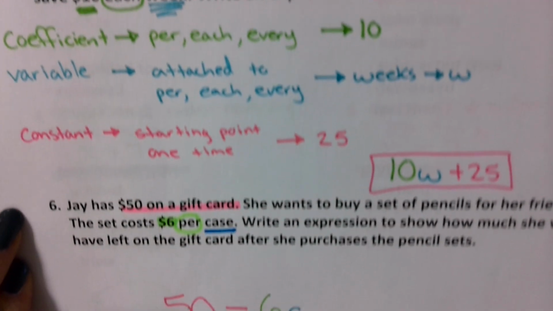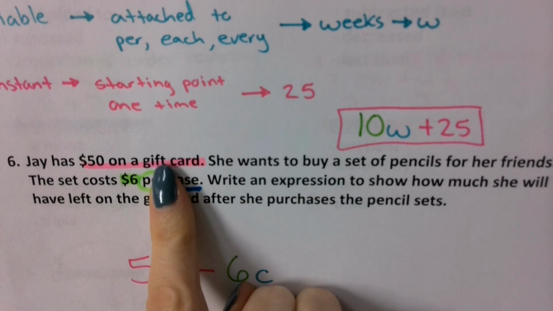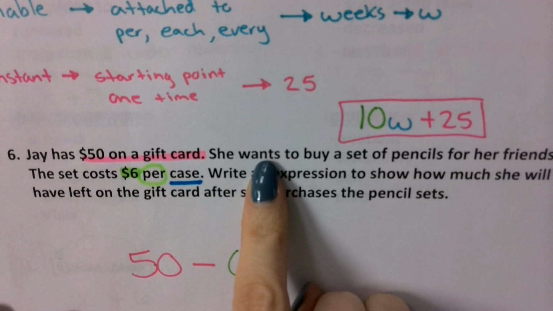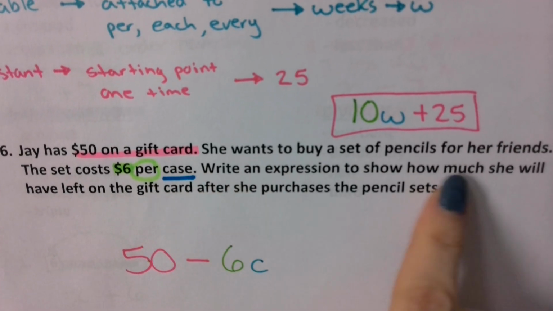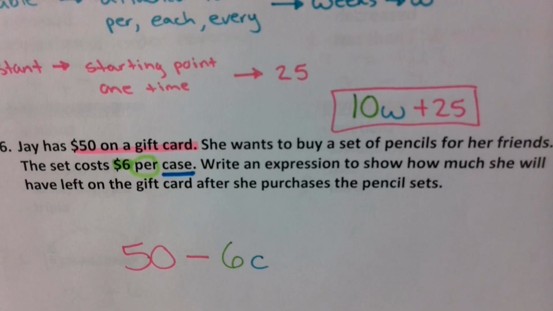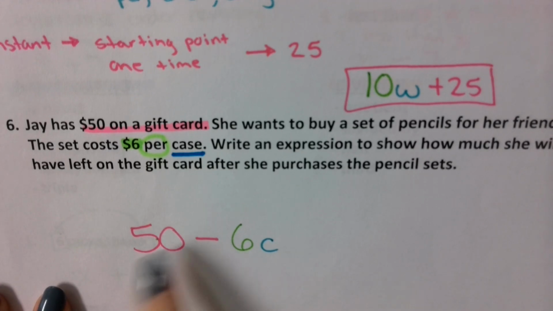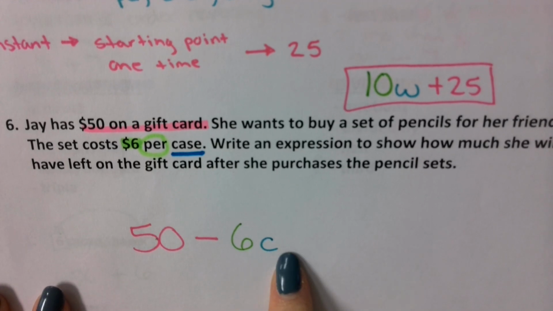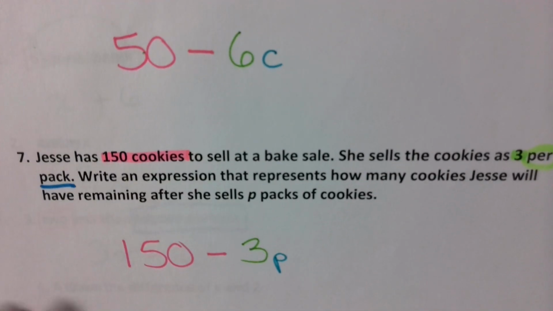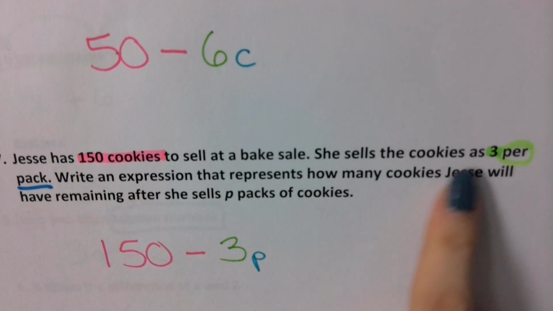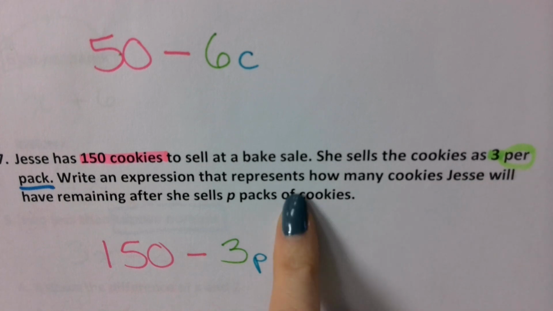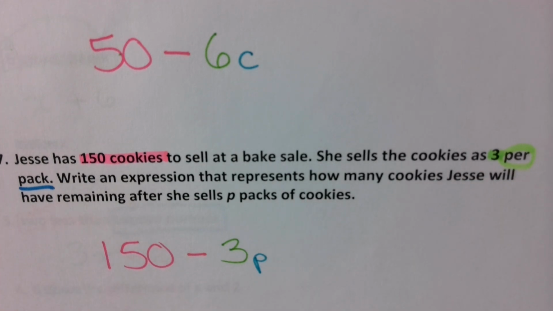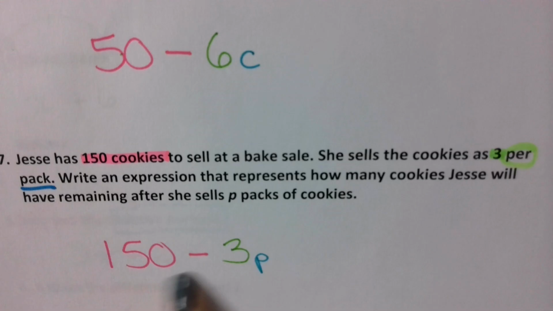Okay, for problem number 6, a $50 gift card is what they have. She's going to purchase different pencil cases, $6 per case, so we want to know how much will be remaining on her gift card afterwards. So you're subtracting away from $50, so 50 minus 6C. And then same thing with the cookies. 150 cookies is what they started with. And then she's going to sell the cookies 3 per pack. So how many cookies will be remaining after she sells them? 150 minus 3P. All right, have a really good weekend.